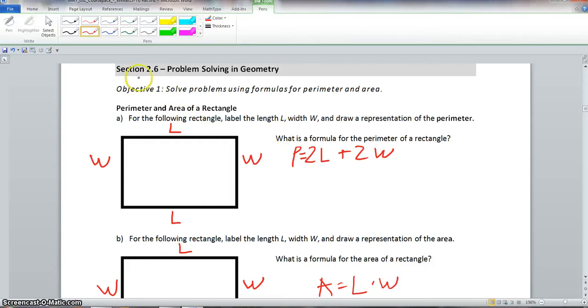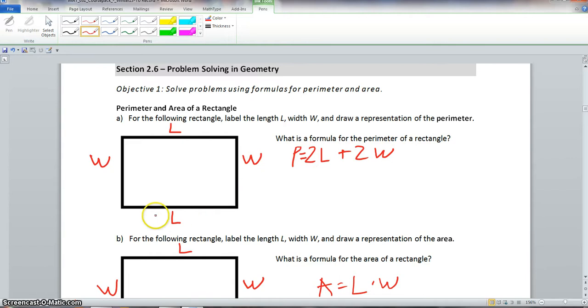Okay, class, we're starting section 2.6, problem solving in geometry. It says perimeter and area of a rectangle. For the following rectangle, label the length L, width W, and draw a representation of the perimeter. What I did was I took the liberty of listing our width and our length, and it asks what is the formula for the perimeter of a rectangle.